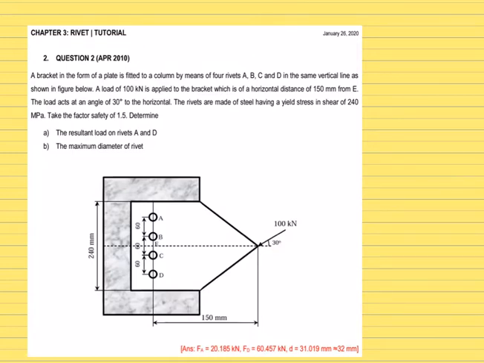The rivets are made from steel having a yield stress in shear of 240 megapascal. So this is the yield shear strength, 240 megapascal. Take the factor of safety as 1.5. Determine the resultant load at rivets A and D, and then find the maximum diameter of the rivet. So now let's write all the information given in the question.